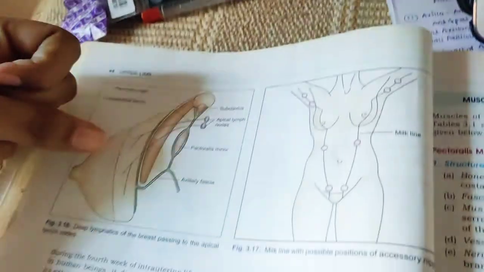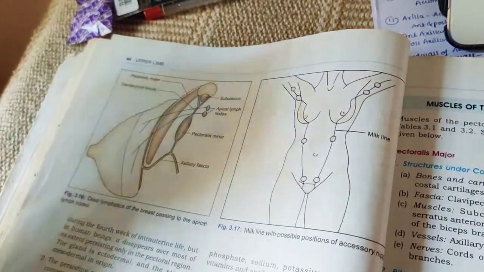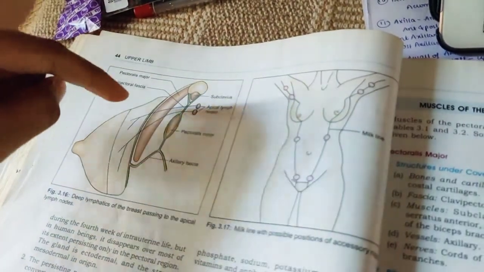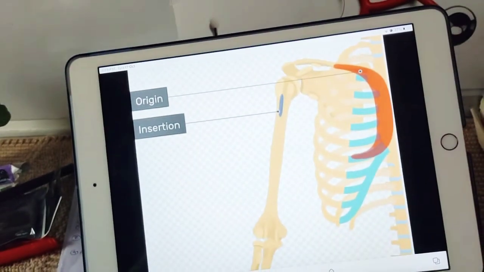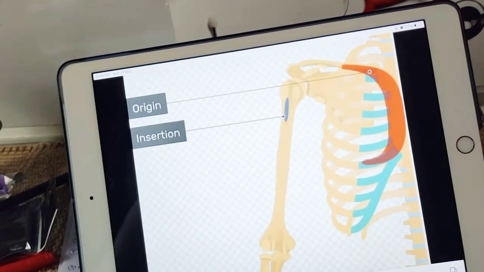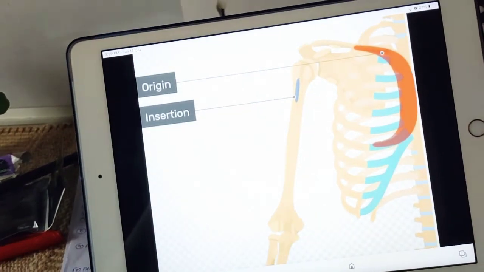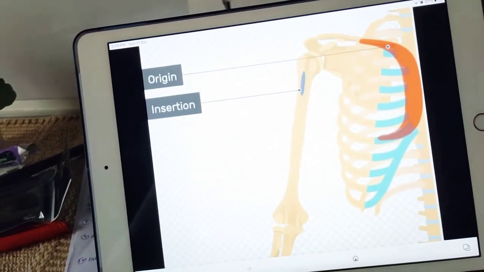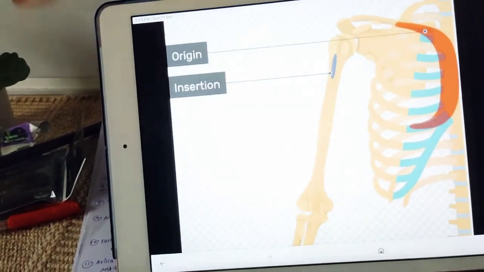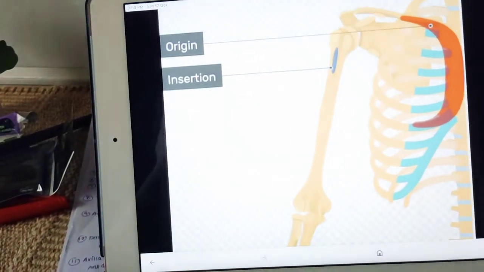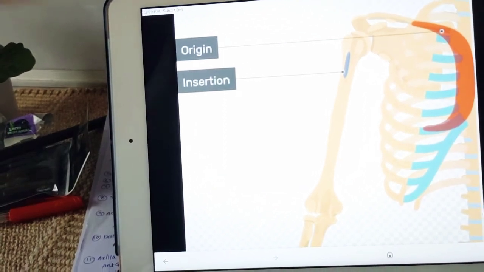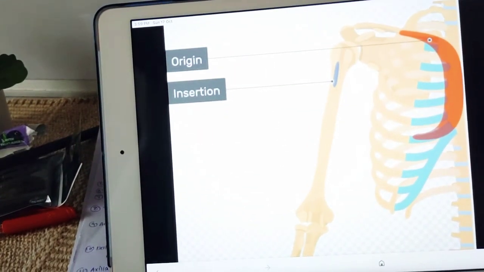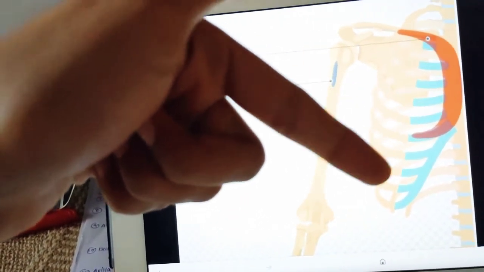In this diagram you can see clavipectoral fascia mentioned here. That fascia will be seen if you open the pectoralis major, and the muscles inside are subclavius, which is just below the clavicle, pectoralis minor, serratus anterior on the sides, and the intercostal muscles between the ribs.